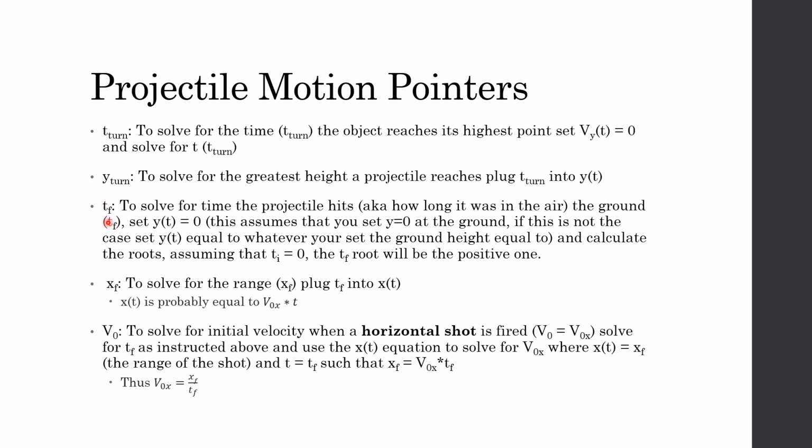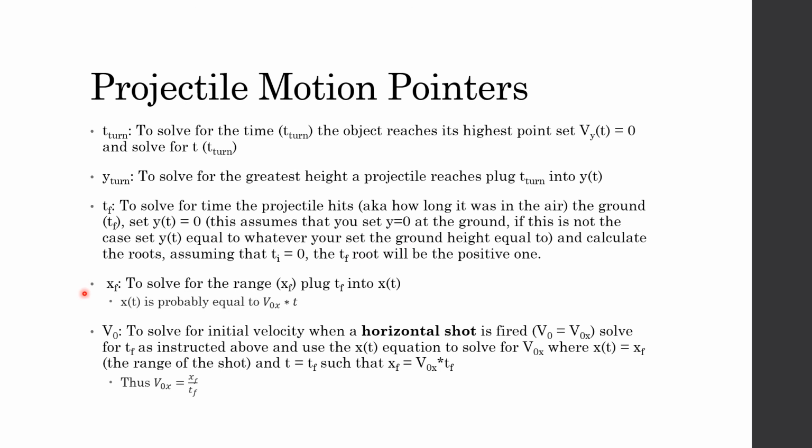Now for t final, the time that the projectile strikes the ground, we are going to set y of t equal to 0, assuming that you're setting the ground as y equal to 0 meters. Once you set it equal to 0, you're going to solve for the roots. Depending on whether or not you had a starting height, one of the roots might be where you started from, or one of them might be before the motion even started. Either way, the correct root is going to be your positive one.